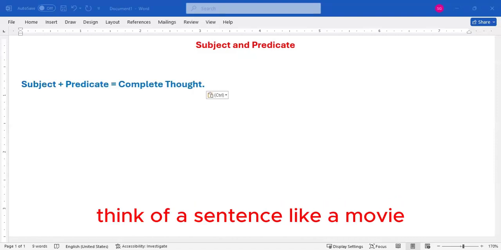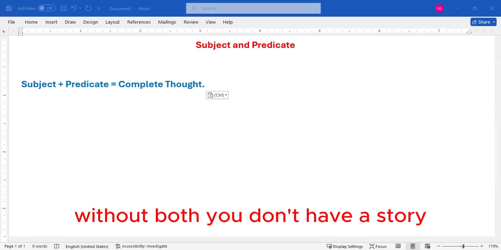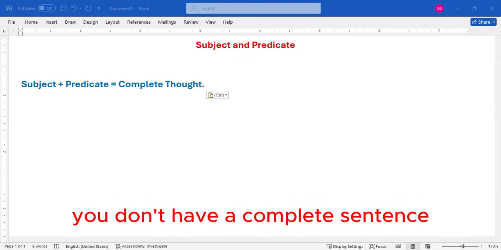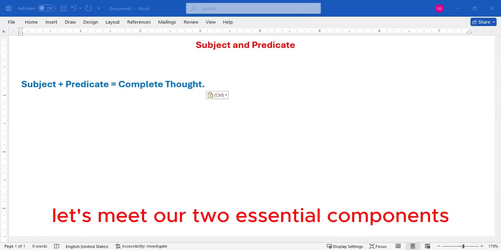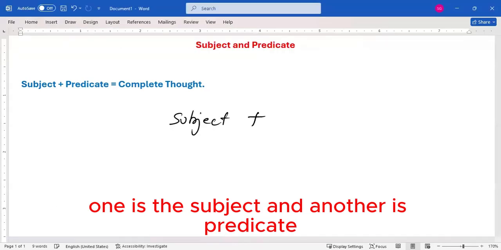Think of a sentence like a movie. Every movie needs a main character and it needs a plot. Without both, you don't have a story. In grammar, if you leave one of these parts out, you don't have a complete sentence. You have a fragment. Let's meet our two essential components. One is the subject and another is the predicate.